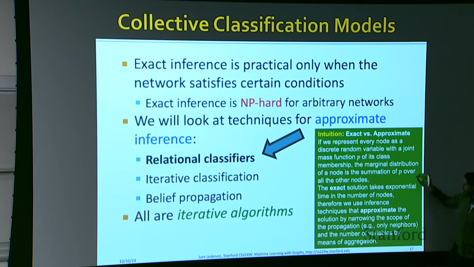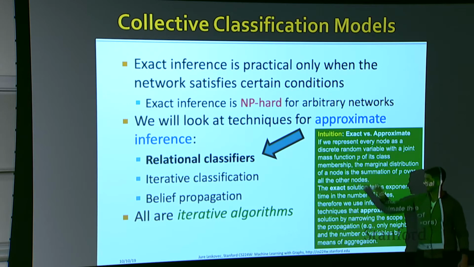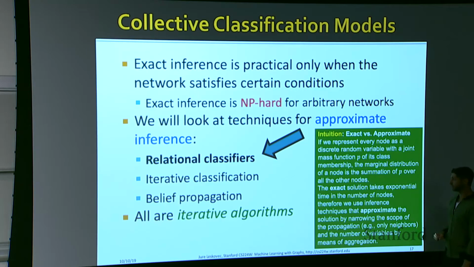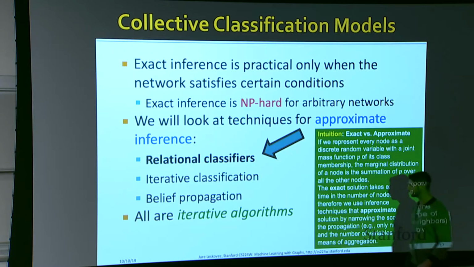And I tried to write here an intuition of the difference between exact and approximate. The key point that I want you to keep in mind is that the exact solution takes exponential time in the number of nodes, right? So as soon as you start to have a few thousand nodes, forget about running this on a real graph, okay? So that's why we fall back to these approximate inference techniques. The good news is that most of the time they work extremely well, okay? And the solutions you're getting are so close that it doesn't really make such a big difference. So that's what we're going to focus on.